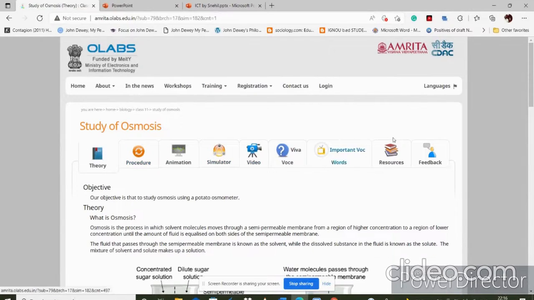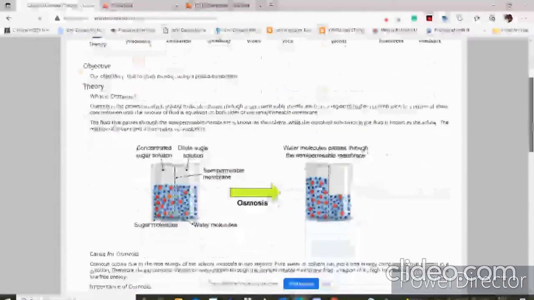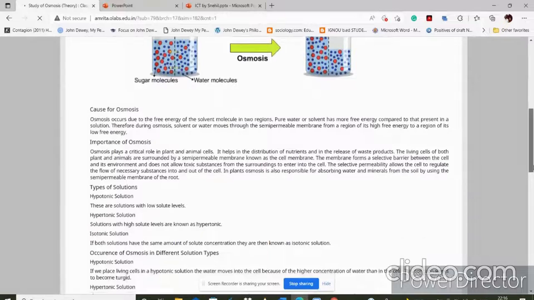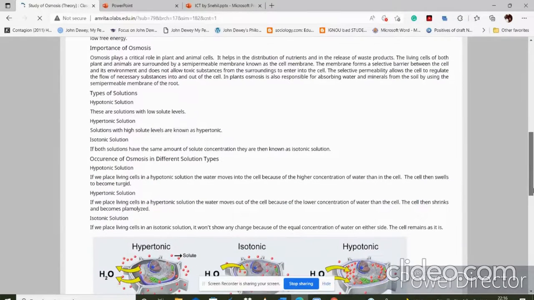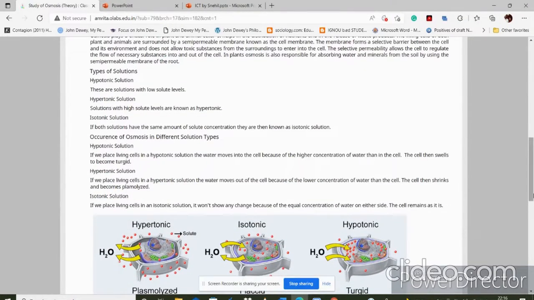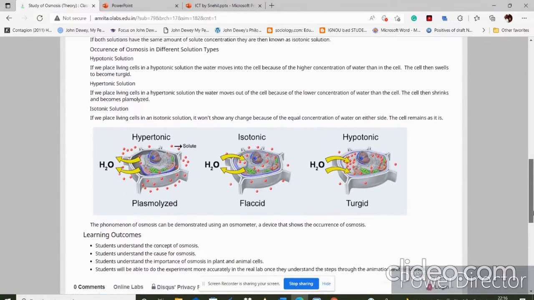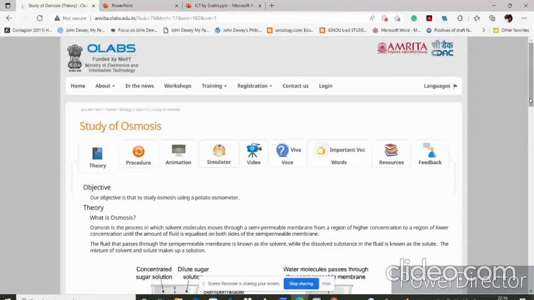So the first one is theory. In theory, you will get the background knowledge related to the experiment. For example, what is osmosis, causes of osmosis, importance of osmosis, what are the types of solution like hypertonic, hypotonic, and isotonic. They also provide information for teachers about what the learning outcomes are. The next section here is procedure.